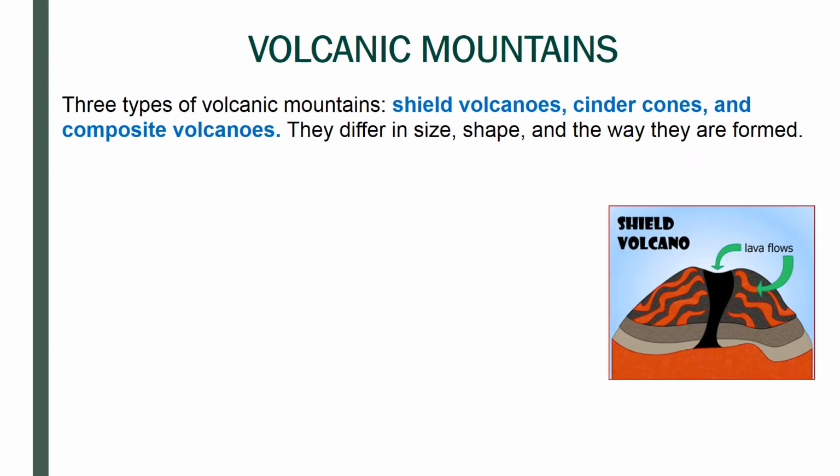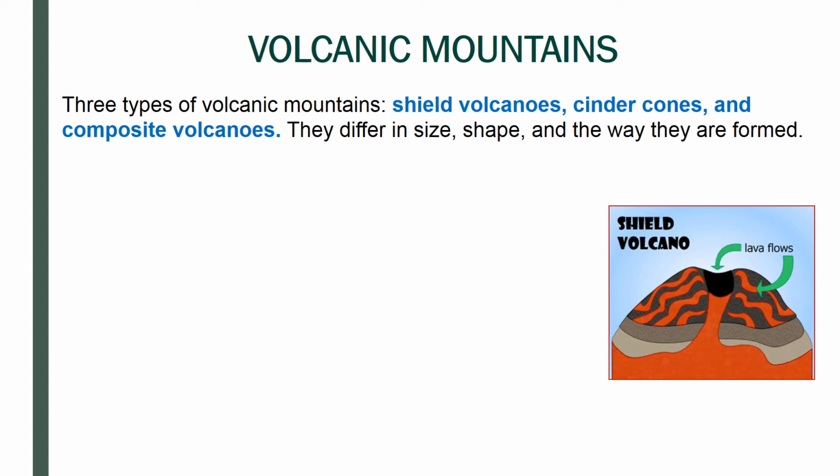Now we come to the types of volcanoes or volcanic mountains. There are three types of volcanic mountains or volcanoes. We call them shield, cinder cones, and composite volcanoes. They have different sizes and shapes, and they are also different in the way they are formed.